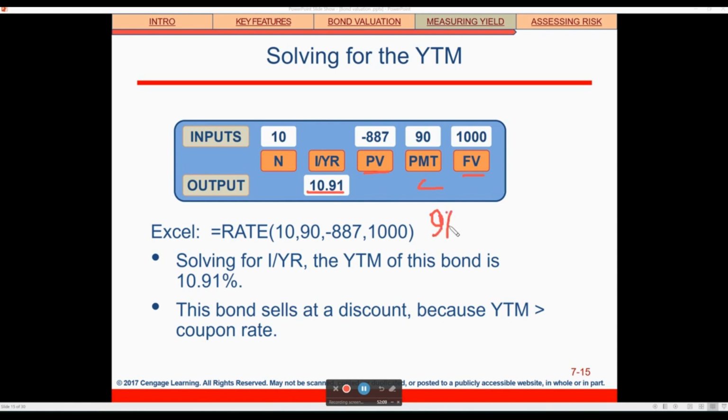So in this case, we can say that we actually have a discount bond. If you remember, a discount bond is a bond that has a price that's lower than the future value, and also a yield to maturity that's higher than the coupon rate. So in this case, your yield to maturity is higher than the coupon rate.